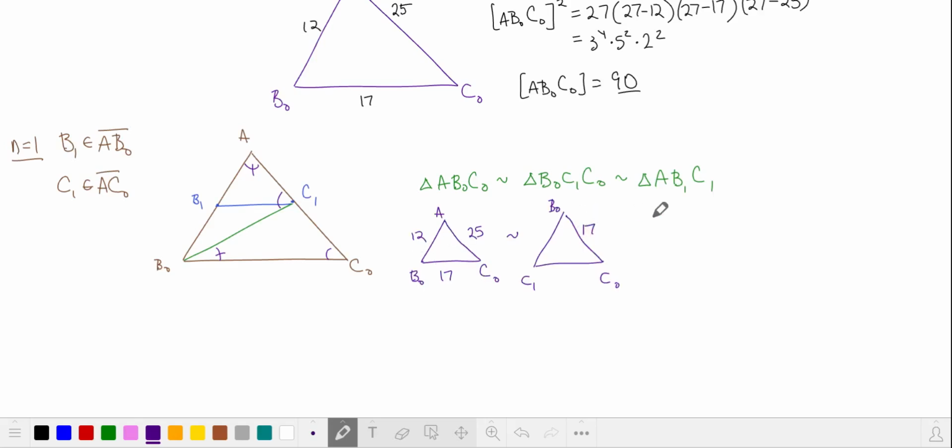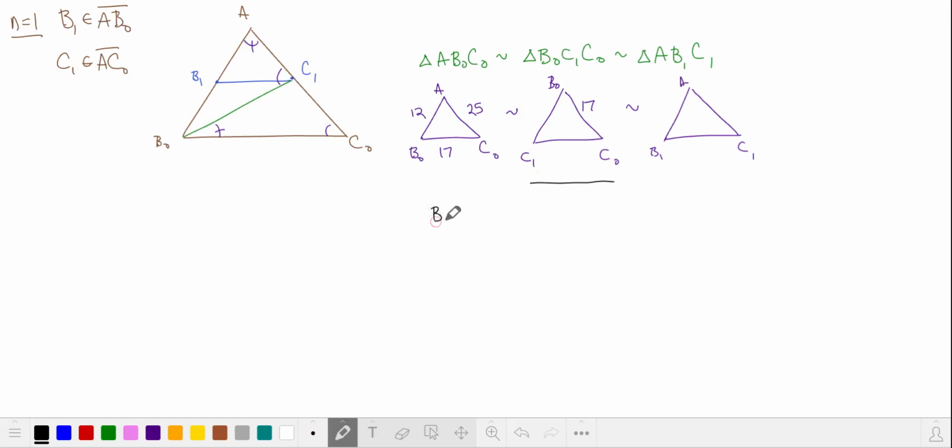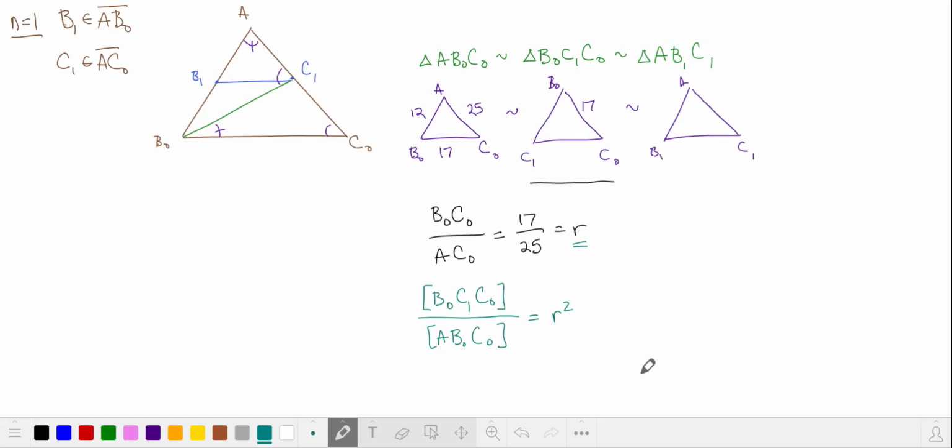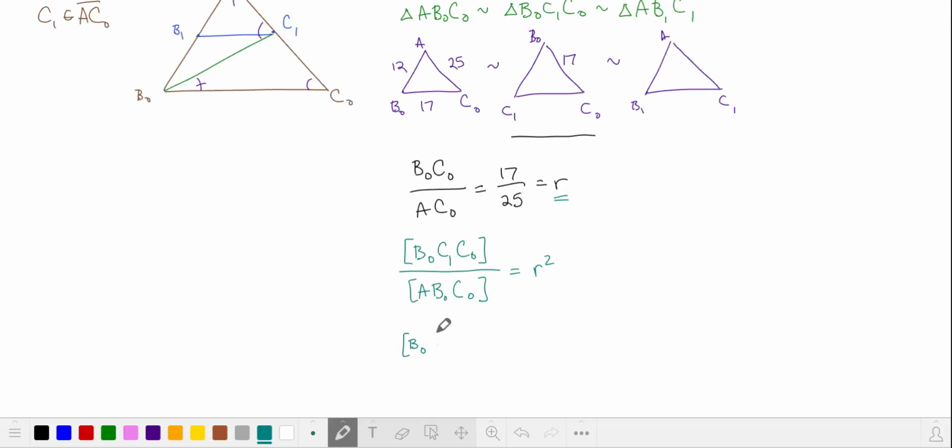This length over here is 17 again. We'll find the ratio of the side length of this triangle in the middle, B0C0, to the corresponding side on our original triangle, AC0. That's 17 over 25. We'll go ahead and call this R for simplicity. Since we're interested in triangle areas, the ratio of the area of the triangle in the center, B0C1C0, to our original triangle is the square of the ratio of the corresponding side lengths, or R squared. So solving for the area of triangle B0C1C0, this is R squared times the area of the original triangle, and we found that that area was 90, so this is 90R squared.